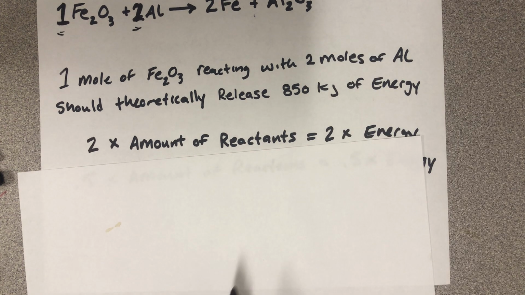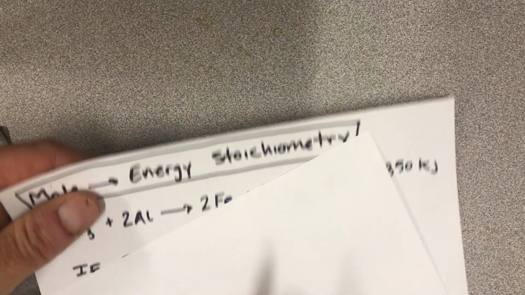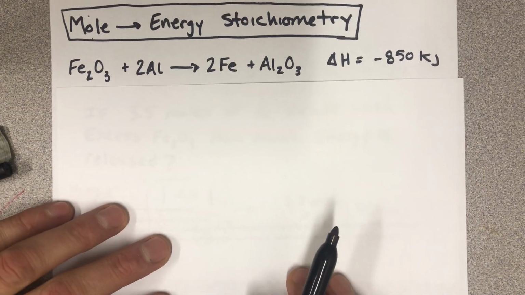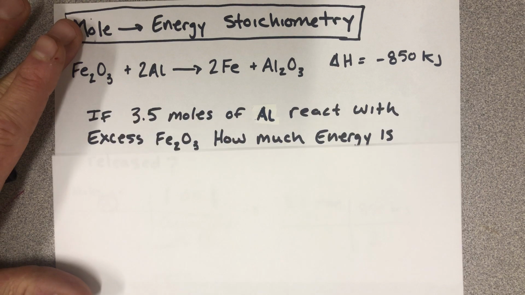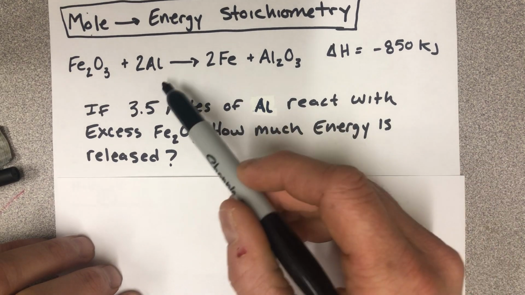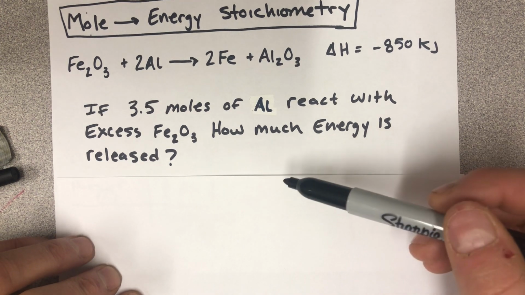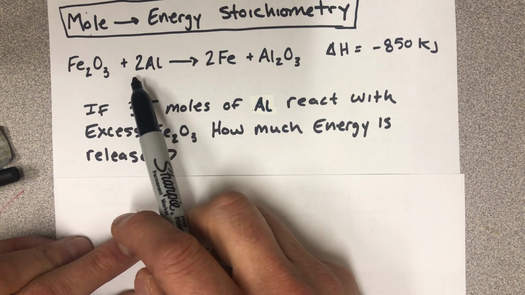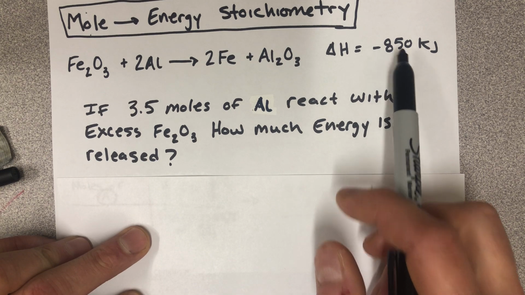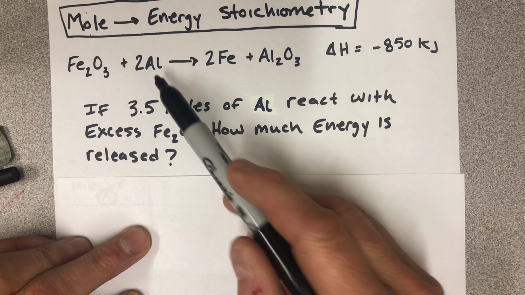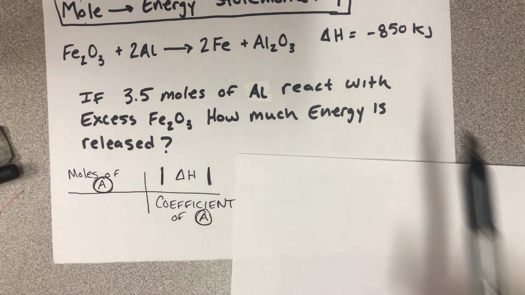And that leads us into doing a few different types of stoichiometry problems. Let's do a few of those. So here's our first problem. We're just going to work within the realm of moles here, with our same iron oxide and aluminum reaction. If 3.5 moles of aluminum react with excess iron oxide, how much energy is released? What you know is that if 2 moles were to react with excess iron oxide, then 850 kilojoules would be released. But we're not working with 2 moles of aluminum, we're working with 3.5. So here's the setup that you use.